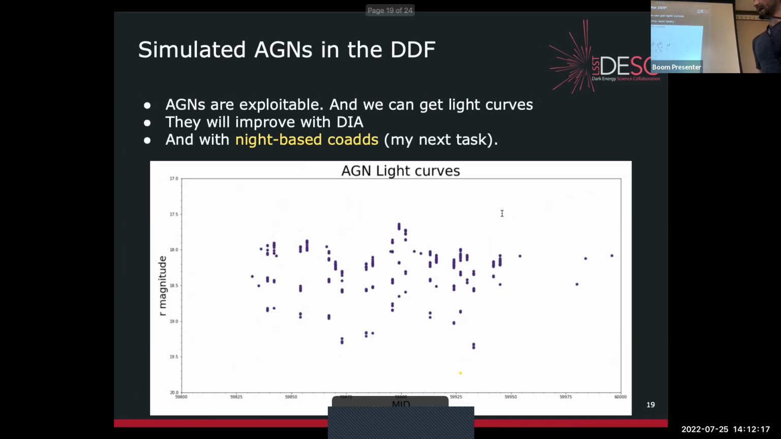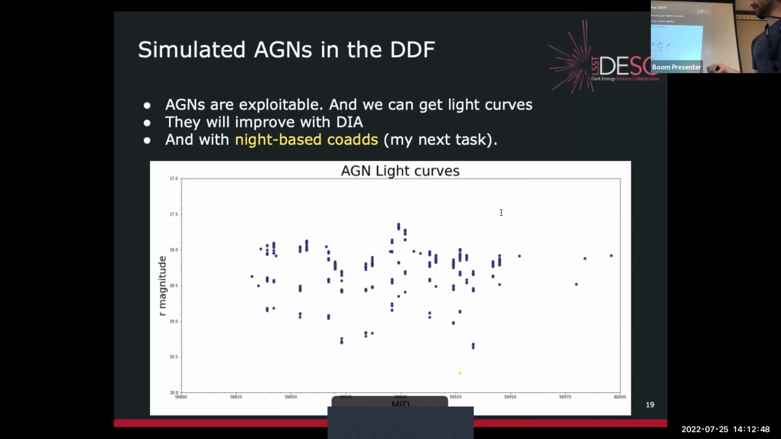Let's skip this. Of course, we can also generate light curves with these. So these are light curves from the DDF, where you see that there are many, many points happening during the same night. This is for an AGN, and this is not based on difference imaging. So I've done flux measurements, but on images that are not deblended. So the lens galaxy is still there. But we can still see some variability in the AGN already.